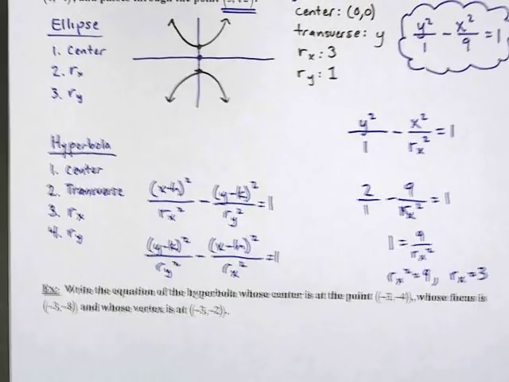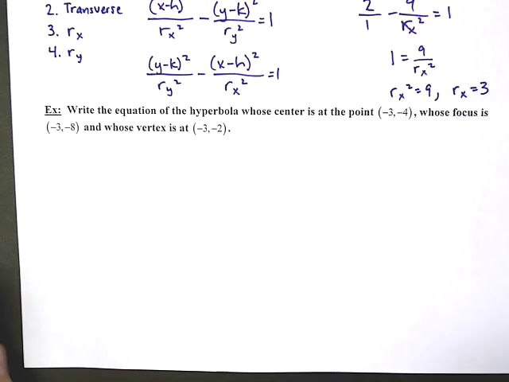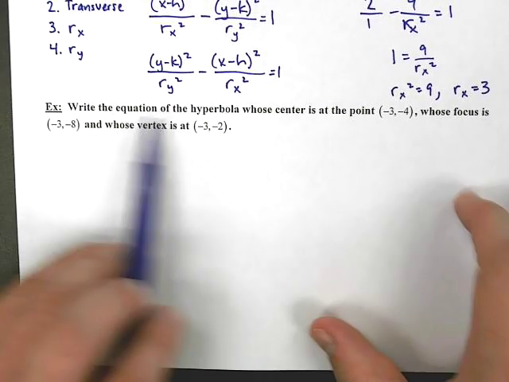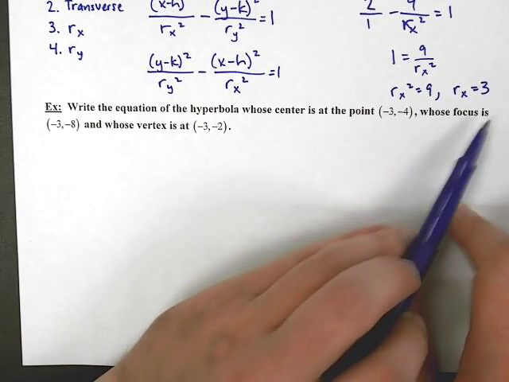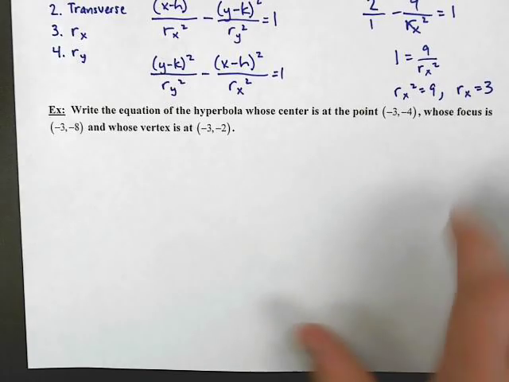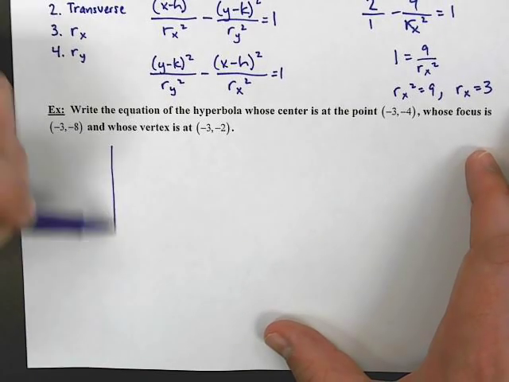Same idea, same concepts. We're going to draw some pictures, and then we're going to get the center, the transverse, r sub x, r sub y. So here we go. We have the equation of a hyperbola whose center is at -3, -4. That's good. Ooh, we're given information about the foci now. All right, so let's sketch this as best as we can.